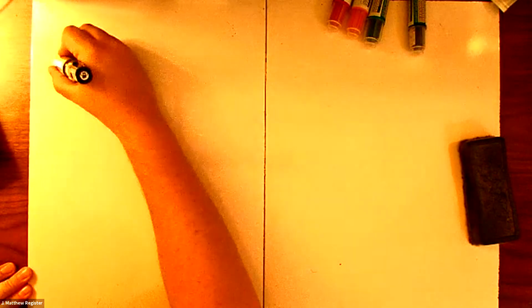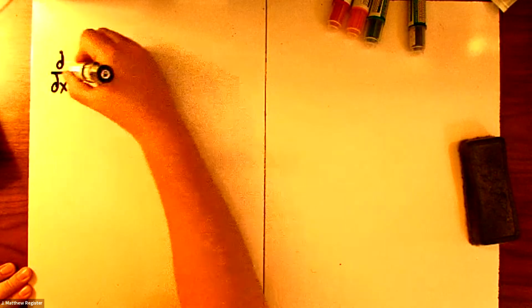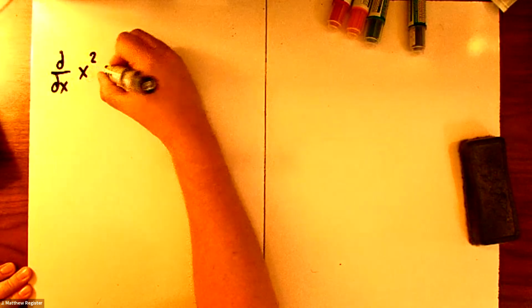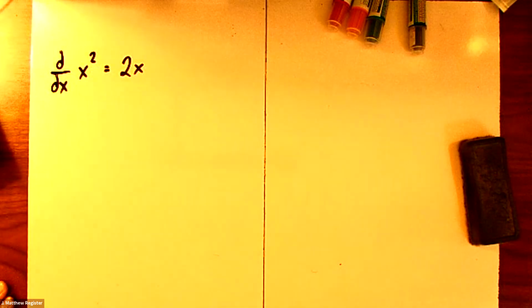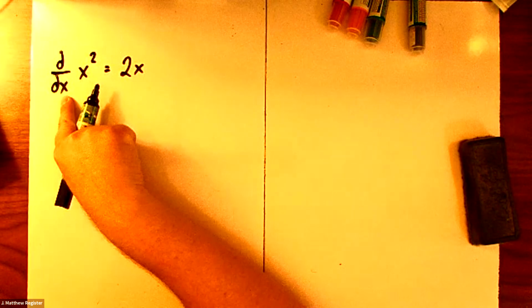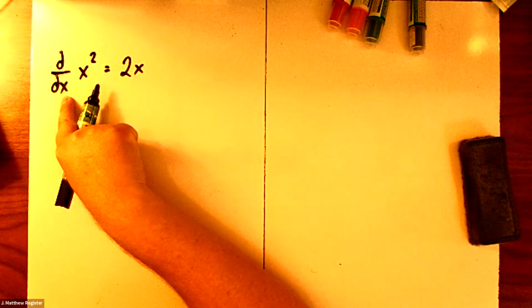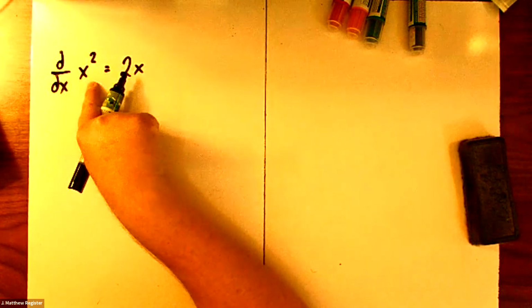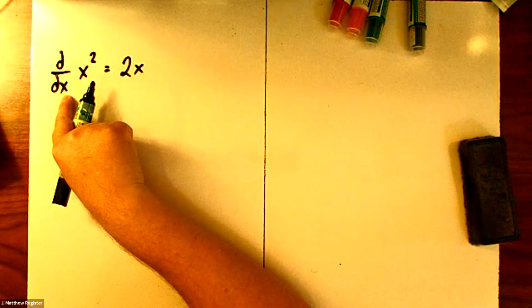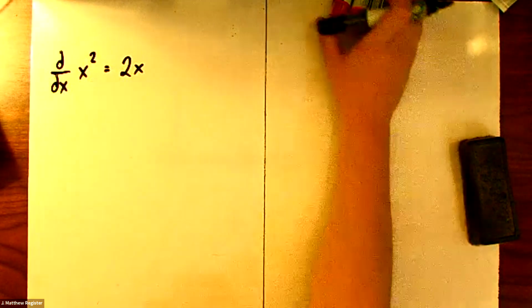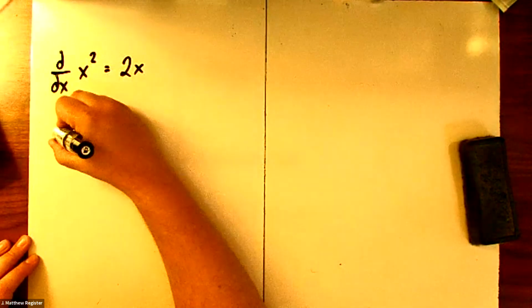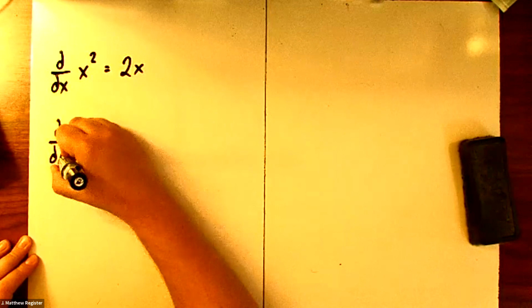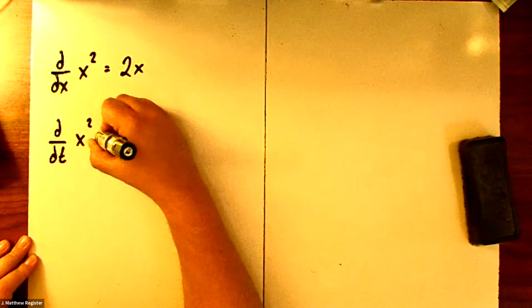And so we already learned that if we do something like d dx of x squared, we would get 2x. Now, this x value here actually matters. This is saying we're taking the derivative of this function with respect to this variable. Now, here's the question. What happens if we did it with a different variable? What if we were to do d dt of x squared?